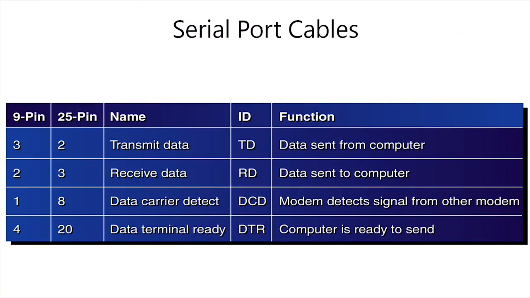So for example, we have a 9 pin and a 25 pin. On the 9 pin, we only use pins 1, 2, 3, 4. On the 25 pin, we only use pins 1, 2, 3, 4. Let's look at the 9 pin configuration. The 9 pin configuration, which is a serial port, had pin 3 to transmit data, or TD, data sent from the computer, transmitted from the computer. And then we have an RD, which is receive data on pin 2, data sent to the computer.